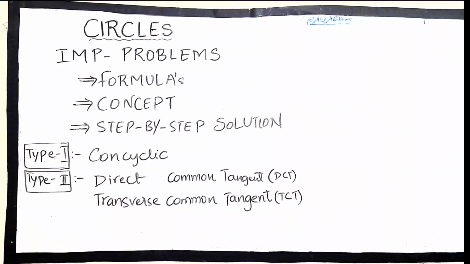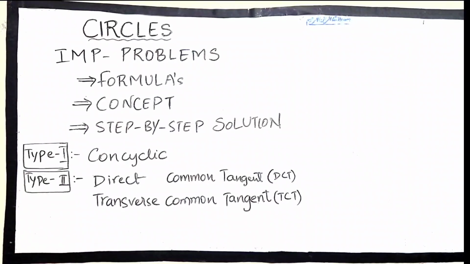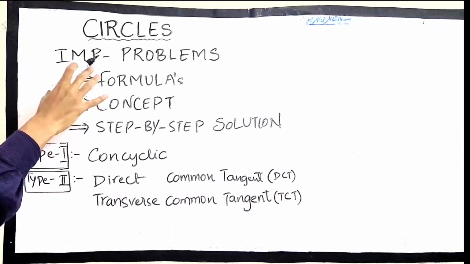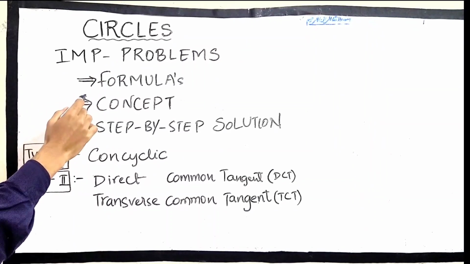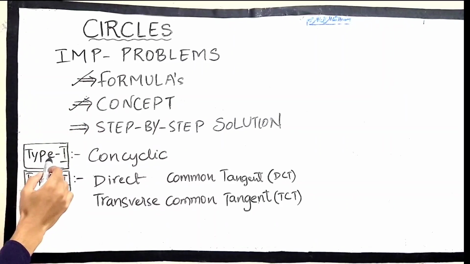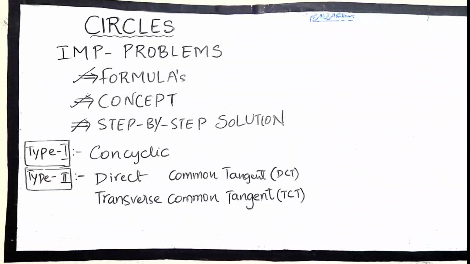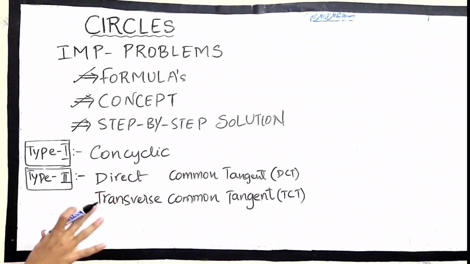Today we are going to discuss Circles, chapter number 1 from Mathematics 2B for Inter second year. Before going to the video, I want to tell a few things. We are going to see only the important problems which are repeatedly asked in your examination from this chapter, and also the formulas related to each question, the concept related to the question, and the step by step solution. And I will be providing a PDF solution for all the problems which we are doing here in the comment section.